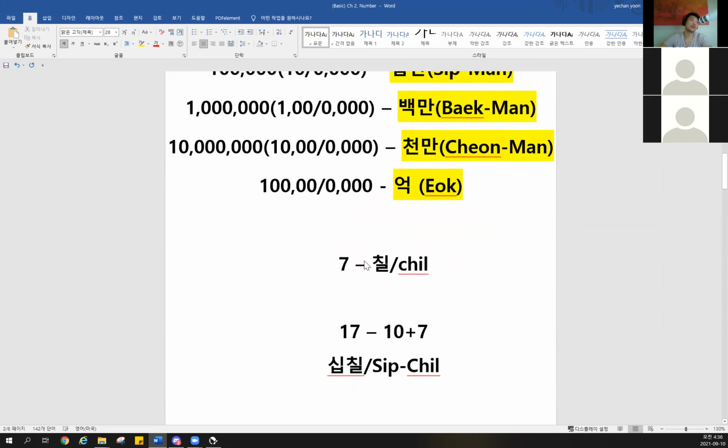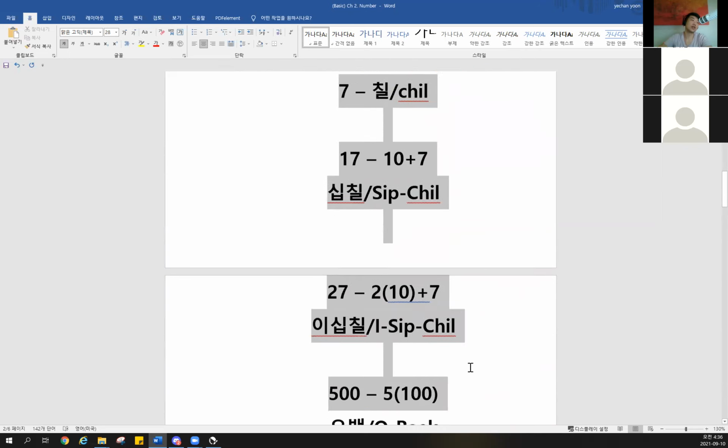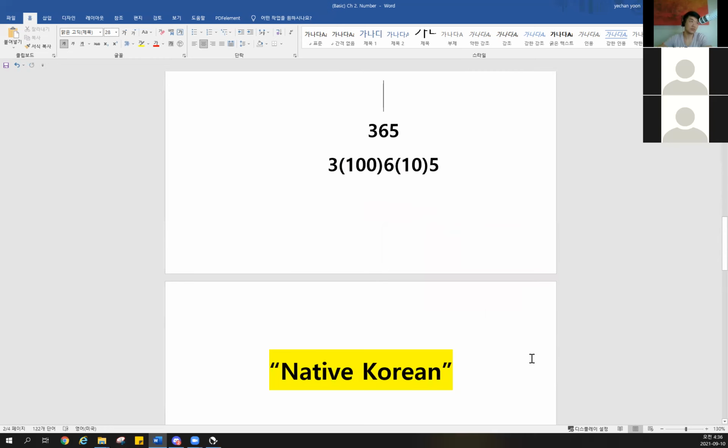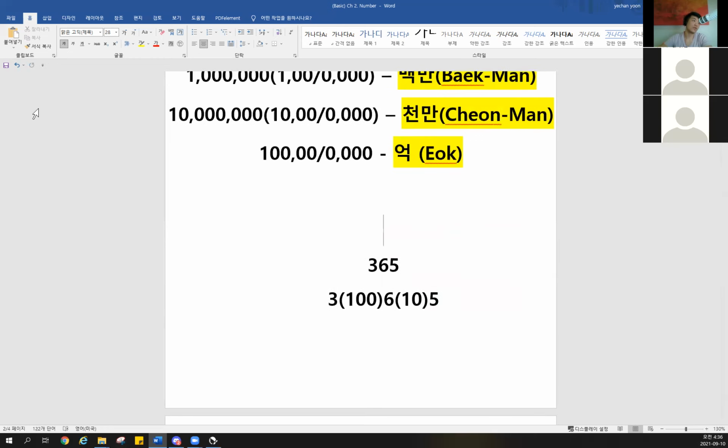Let's say, which one should we try? Let's go with this one. First, a single digit, 5. How can you say 5 in the Sino version? Can you write down in the chat with the Korean and the English? How can you say 5 with the Sino version?